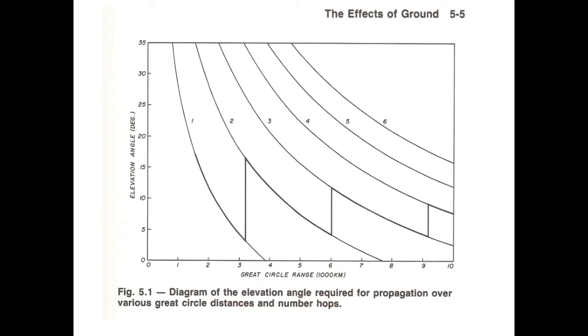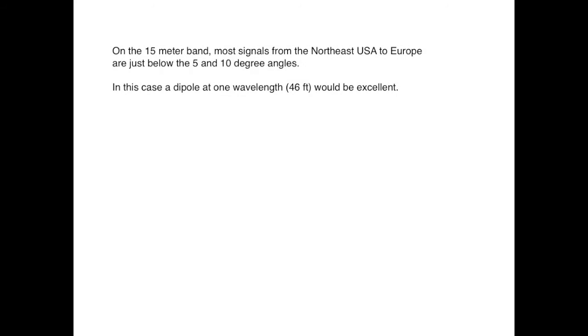And it will cover multiple hops: 1 hop, 2 hop, 3 hops, 4 hops. And these are for extremely long distances. On the 15-meter band, most signals from northeast USA to Europe are just below the 5 and 10-degree angles. In that case, a dipole, 1 wavelength or 46 feet, would be excellent.